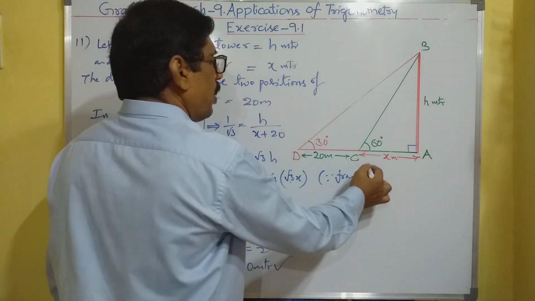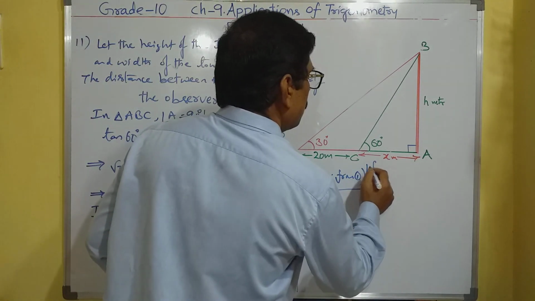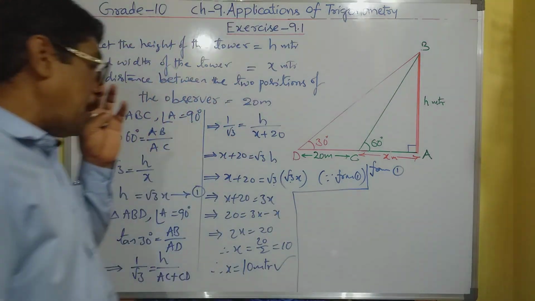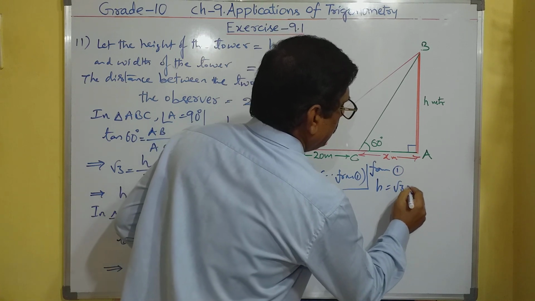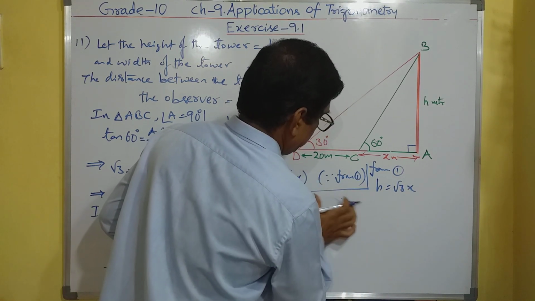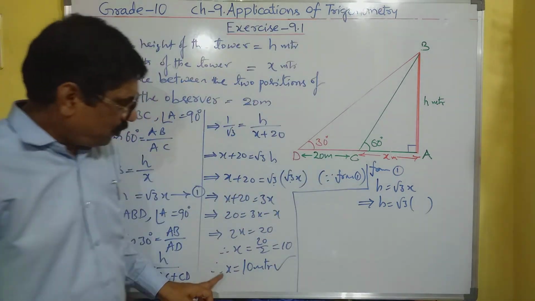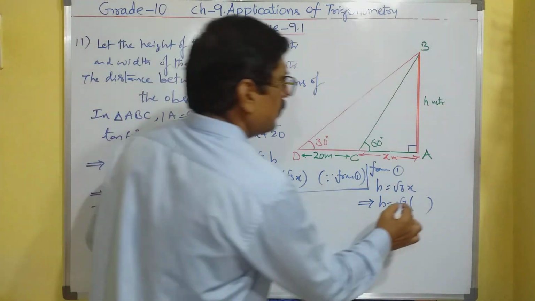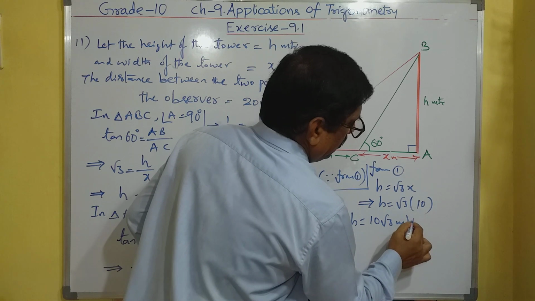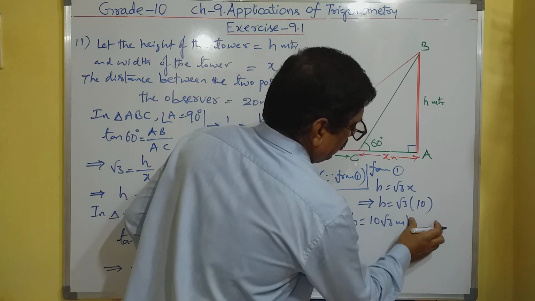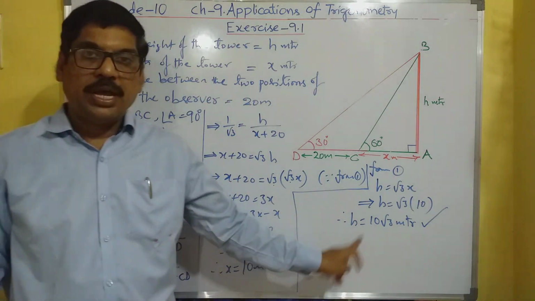So just keep it like this. Now, what we have to do? From equation 1, what is the h value? h is equal to root 3x. This implies h is equal to root 3 into, what is the x value? We got the x value as 10. So therefore, h is equal to 10 root 3 meters. See, we got the x value as well as the h value.